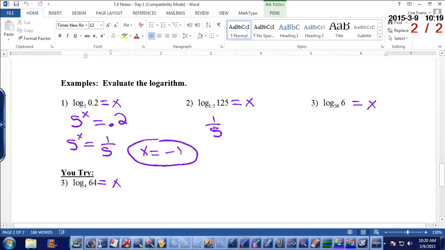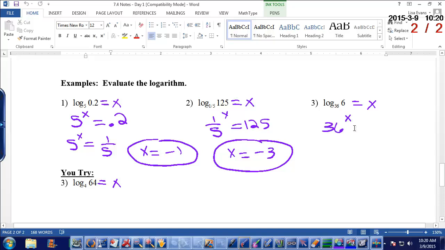We're going to do 1/5 to the x equals 125. Okay, I went from a fraction to not a fraction. So again, I know my exponent has to be negative. 5 to what power is going to give me 125? So it has to be 3. Check to see if it makes sense. 1/5 to the negative third power equals 125? Yes. Okay, let's try this next one.